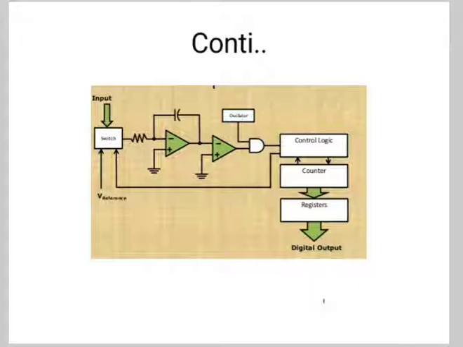Now the control logic pushes the switch to connect to the negative reference voltage. This negative reference voltage is applied to the integrator. It removes the charge stored in the capacitor until it becomes 0. At this instant, both the inputs of the comparator have 0 volt. So the comparator sends a signal to the control logic. Now the control logic disables the clock signal generator and retains the counter value.